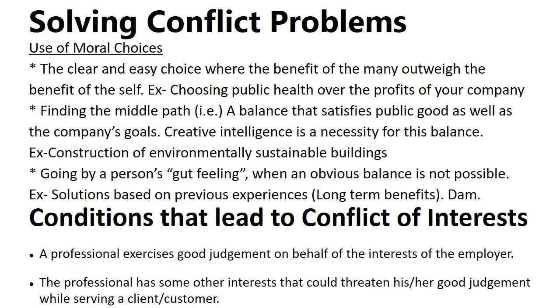Finding the middle path, that is, a balance that satisfies the public good as well as the company's goals. Creative intelligence is a necessity for this balance. Example, construction of environmentally sustainable buildings. Going by a person's gut feeling, when an obvious balance is not possible, is generally chosen. Example, solutions based on previous experiences, which give long-term benefits.